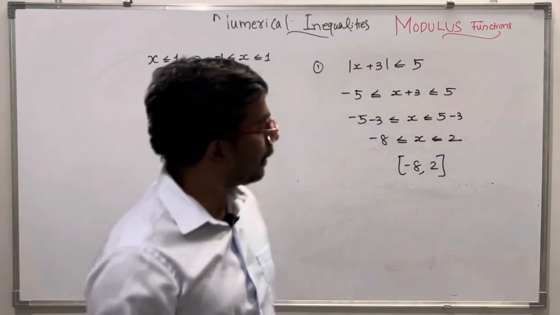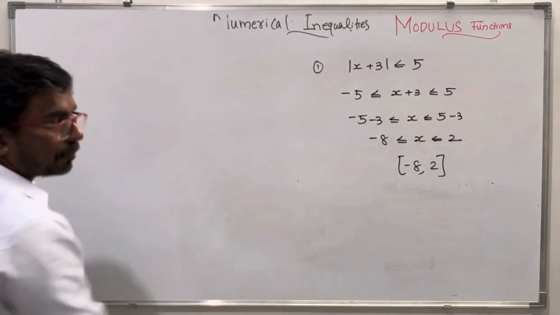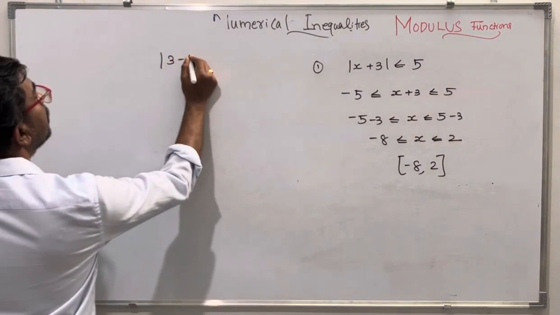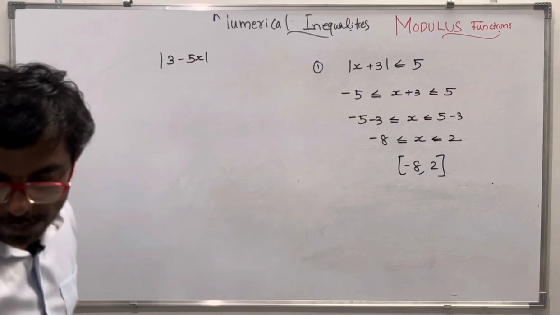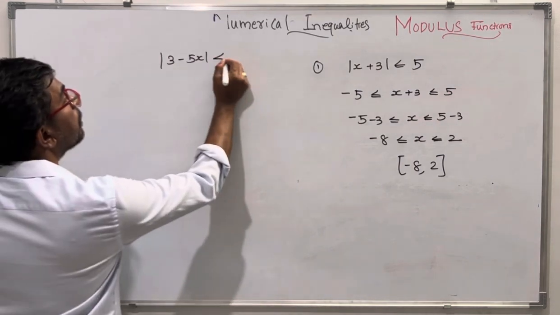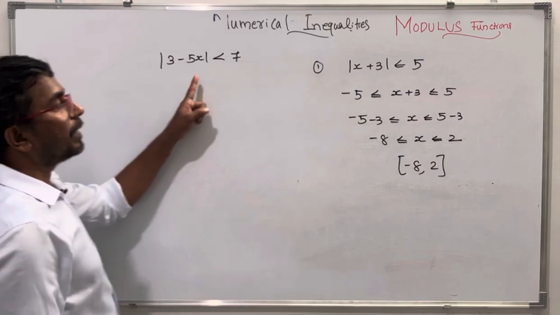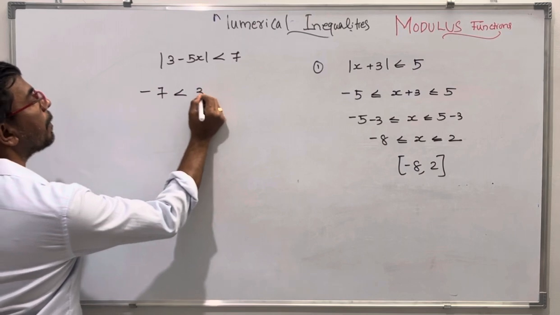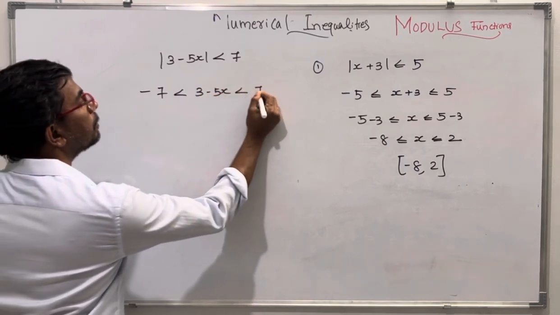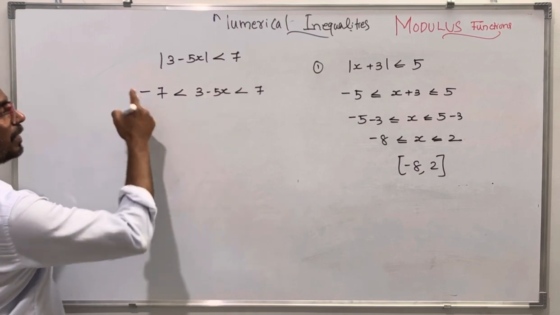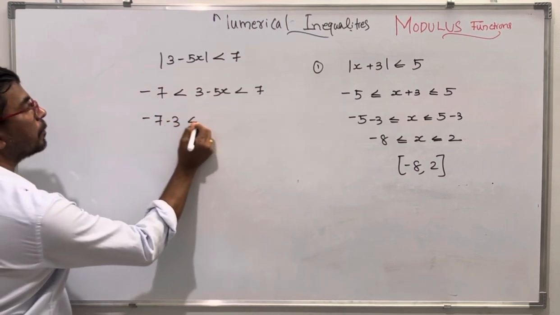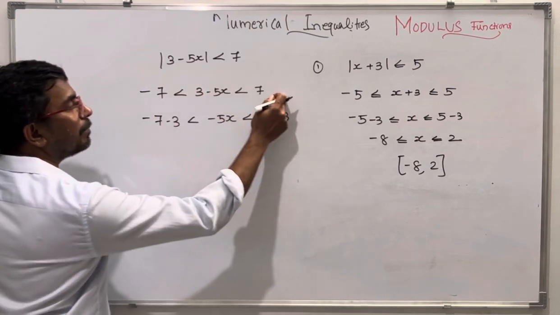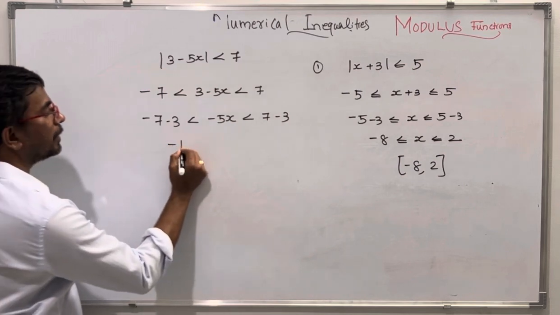Let us do another question. Mod 3 minus 5x less than 7. This also, when I see it, I'll remember the same rule. So minus 7 less than 3 minus 5x less than 7. Let me transfer this plus 3 to the other side. So minus 3. Plus 3, minus 3, here also minus 3. So minus 10 less than minus 5x less than 4.